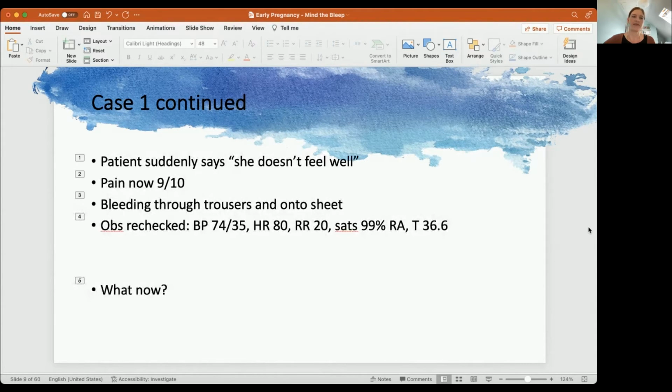However, she then suddenly says, I really don't feel very well. Pain is suddenly much worse, and you can see suddenly a big gush of blood. When our obs are rechecked, she's now a bit more hypotensive. Heart rate's not too high. It's okay. And otherwise she's okay. So now, what do we think? Do we think this lady should continue her journey to the gynaecology unit, or should she stay in A&E, or what are we going to do?